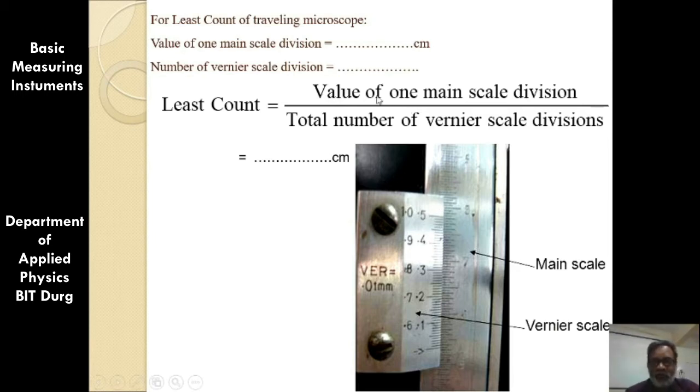So the least count will be the value of one division of the main scale, which is equal to 0.05 centimeter, divided by the total number of divisions on the vernier scale, that is equal to 50. So that will be the least count that you have to find. This is the second job that you have to do when you complete seeing this video.